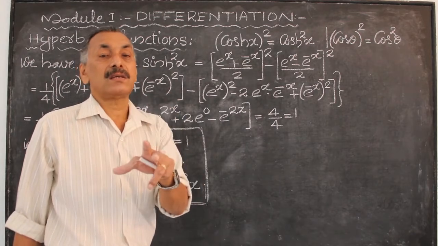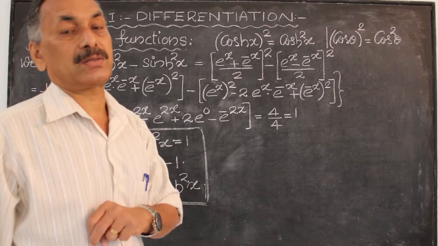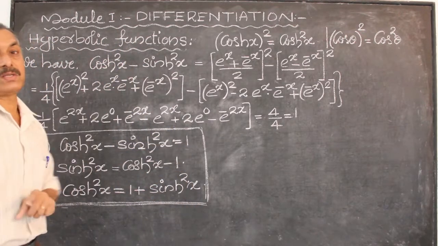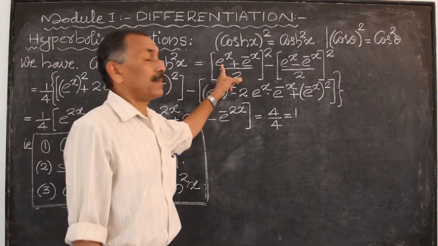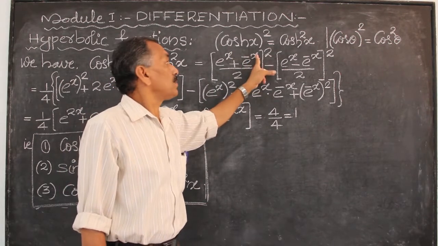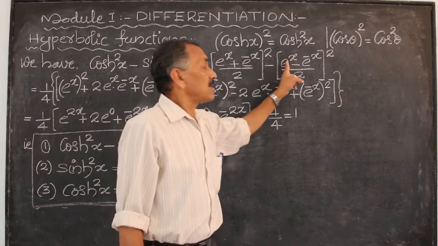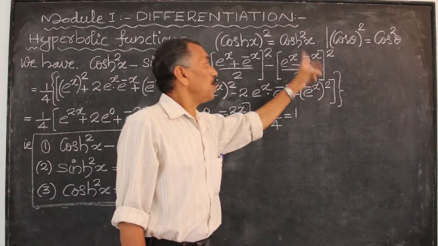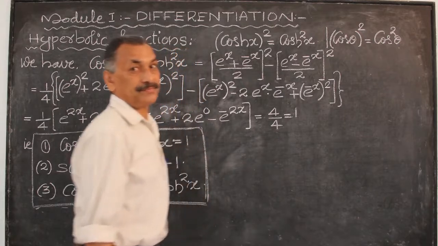What is sin h square x? Sin hx into sin hx, or sin hx whole square, is defined as sin h square x. Consider this value: cos h square x minus sin h square x is equal to what? What is cos hx? Cos hx is equal to e raised to x plus e raised to minus x divided by 2, whole square, minus sin hx. What is sin hx? E raised to x minus e raised to minus x by 2, whole square.